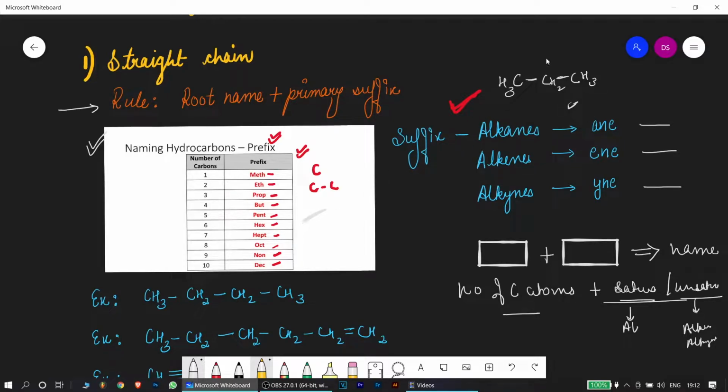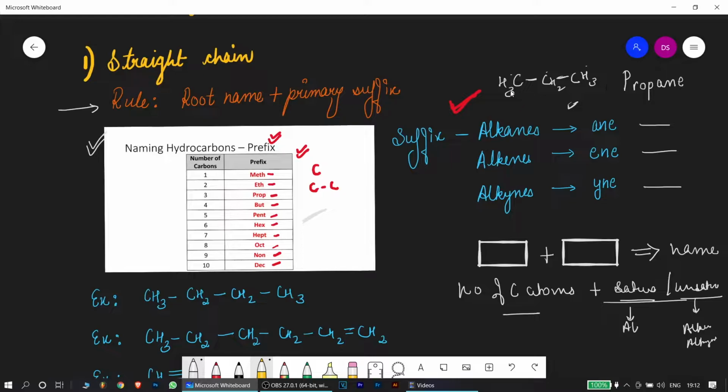So what will happen, for 3 carbon atoms, you have the prefix called prop. So you're going to use prop. First letter is always capital. So prop plus you're going to use the suffix which is in continuation. So now the carbon chain is named as propane. So this is how the naming is done.